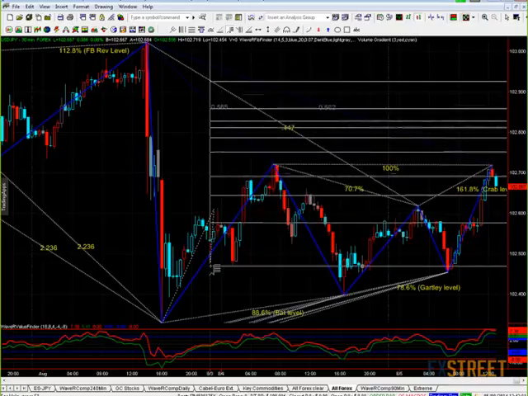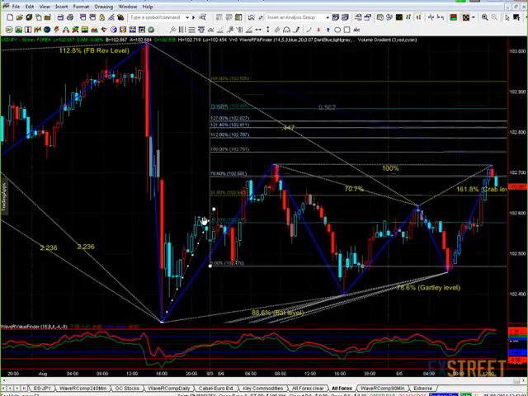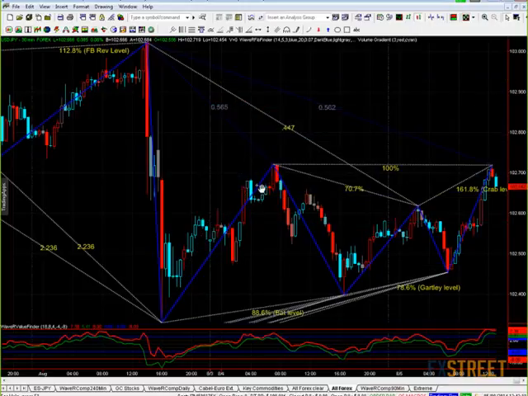We look again, and we've got this little move up. We've got an A move, a B move. Didn't quite make the 100%, a little bit more than the 78.6, but we've got a move that's completed. We can then play around with things as simple as trend lines and find out areas where we actually want to put our trades on.